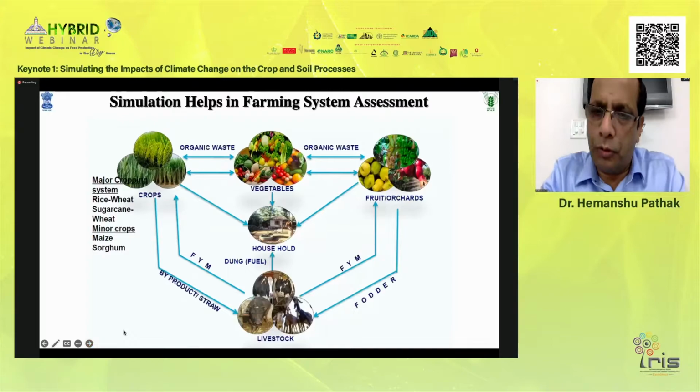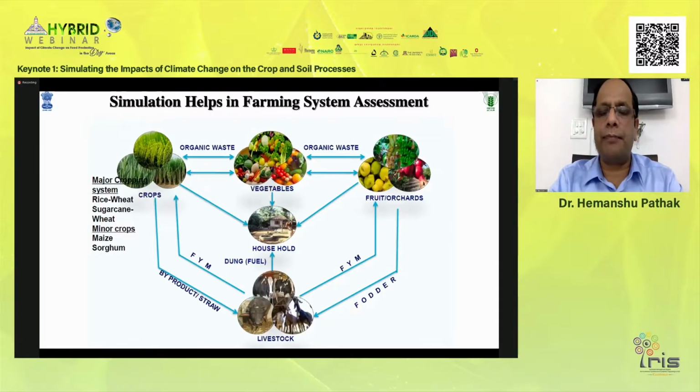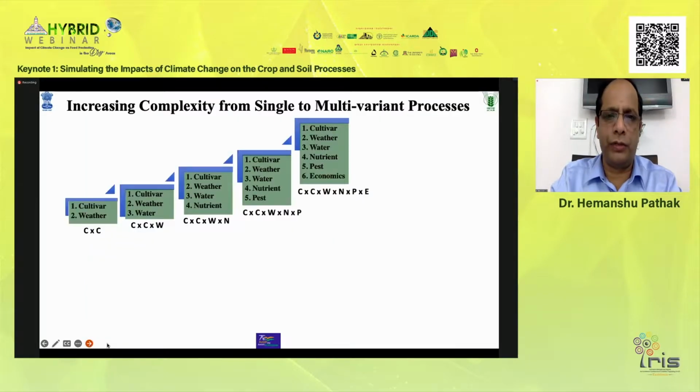And not only up to crop, we can also assess the farming system, which has components of crop, livestock, fisheries, all other things also can be combined, and with the latest information and communication tools, using some of the simulation models, we are in a position to assess the impacts of climate change or any other input on the whole farming system.